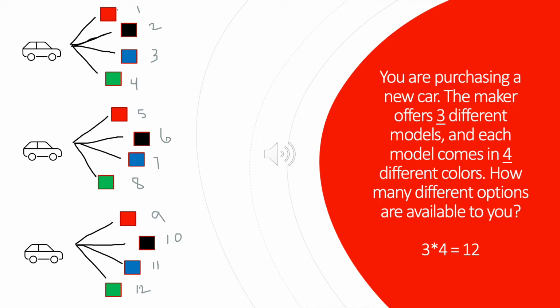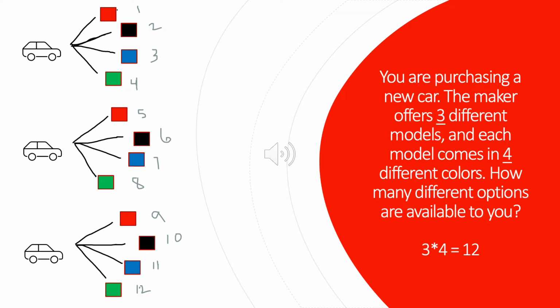You are purchasing a new car. The maker offers 3 different models, and each model comes in 4 different colors: red, black, blue, and green. How many different options are available to you?